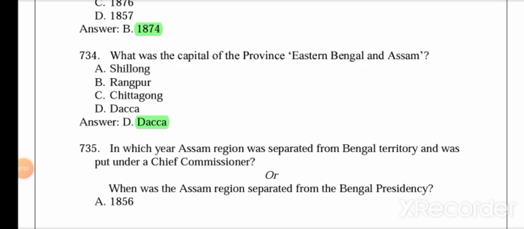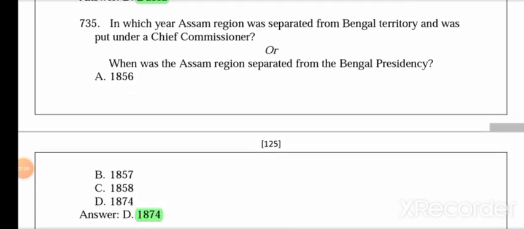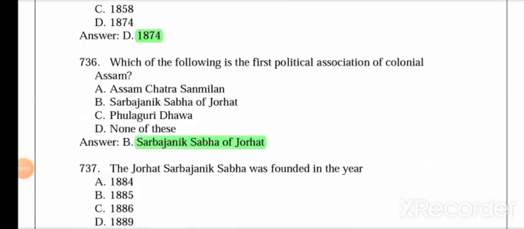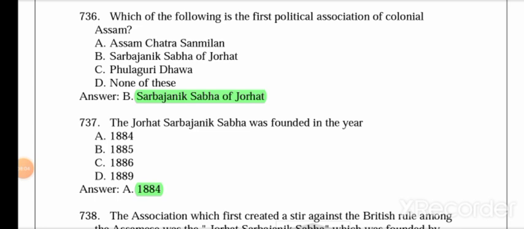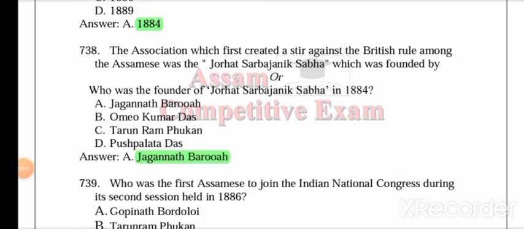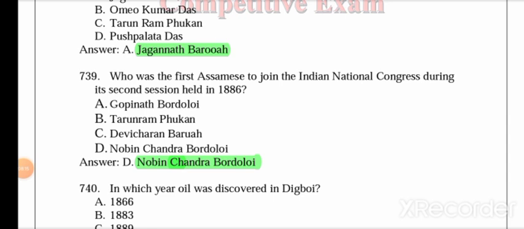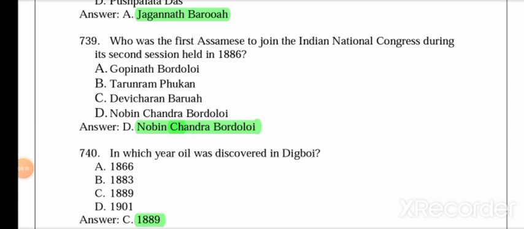Which of the following is separated from Bengal territory and was put under this? Okay, same question, 1874. Which of the following is the first political association of colonial Assam? It was Sarvajanik Sabha of Jorhat, established in 1884, and the first president or founder of it was Jagannath Borua. The first Assamese to join the national congress, this is a very important question, okay? Who was the first Assamese to join the Indian National Congress during its second session held in 1886? It was Nabin Chandra Bordoloi.